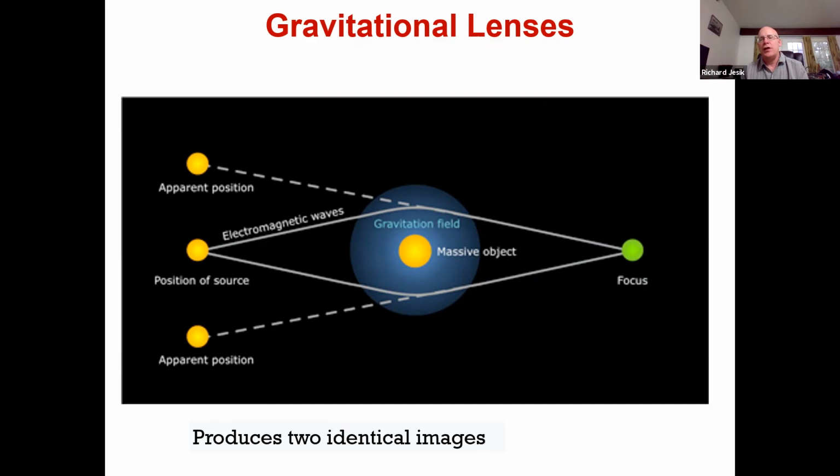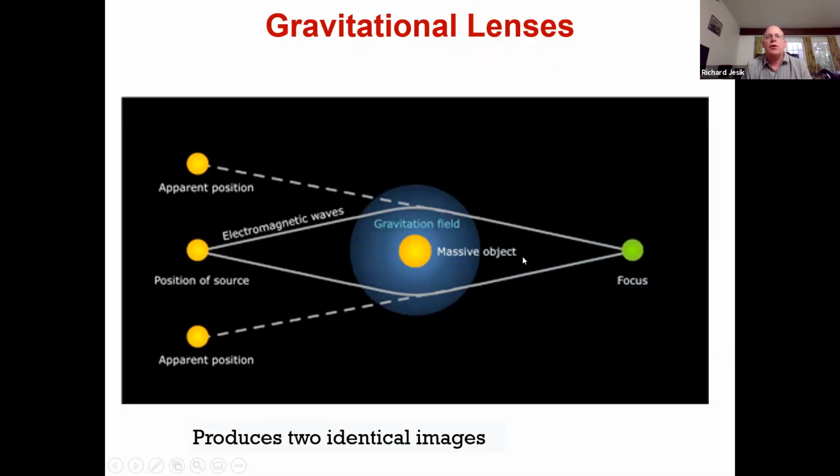Other examples of evidence for relativity have to do kind of like repeating the first evidence, right? The light being bent from the sun. In this case, it's not being bent from the sun.